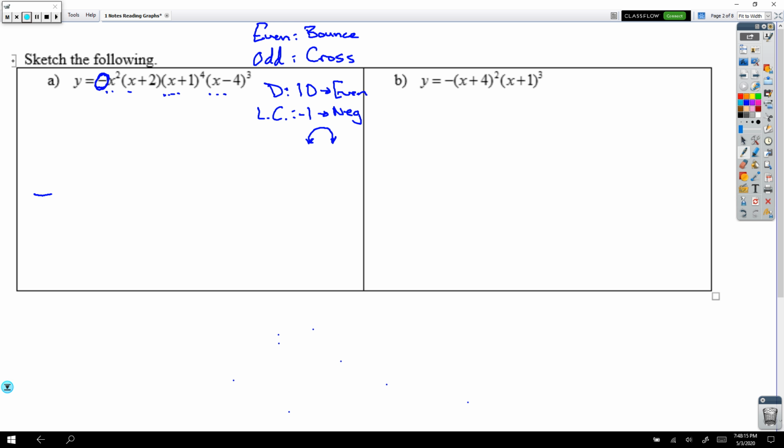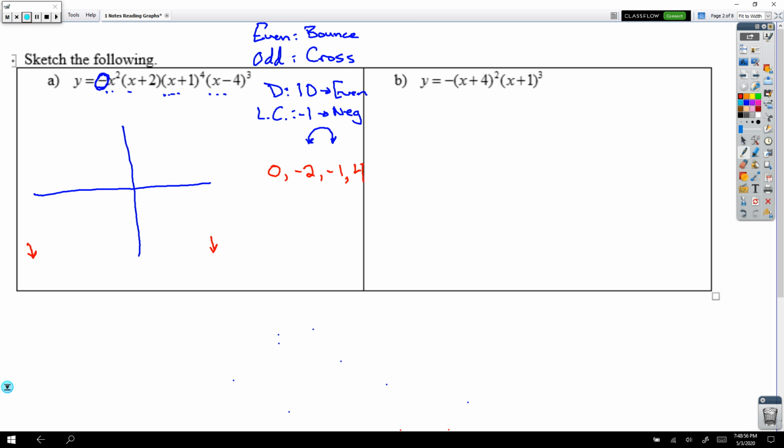So I'm going to start by drawing my xy plane here. I like to put arrows in the corners so I know where my graph has to eventually go. So left side it's going down, right side it's going down. Now my zeros. If I set each piece equal to 0, we would have negative x squared equaling 0. Solving for x, that gives me 0. X plus 2 equal to 0, that would give me negative 2. X plus 1 equaling 0, that would give me negative 1. And then the last piece would give me positive 4.